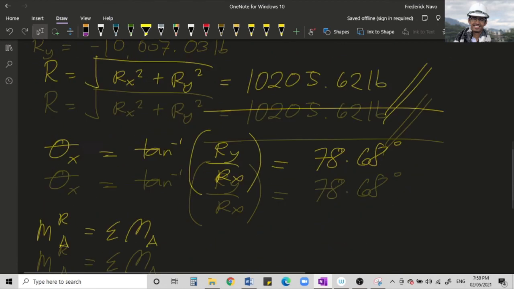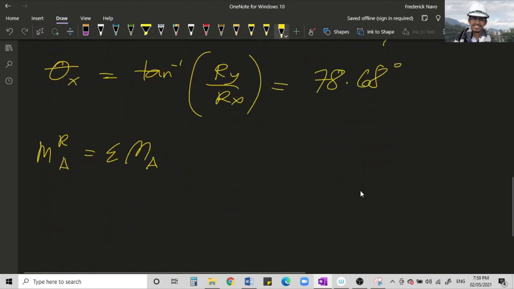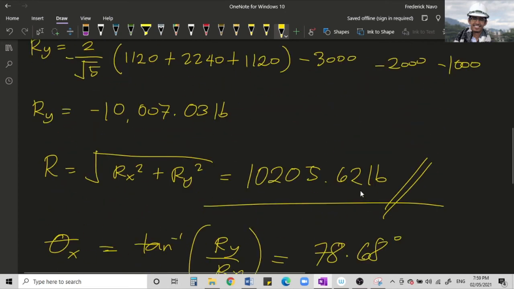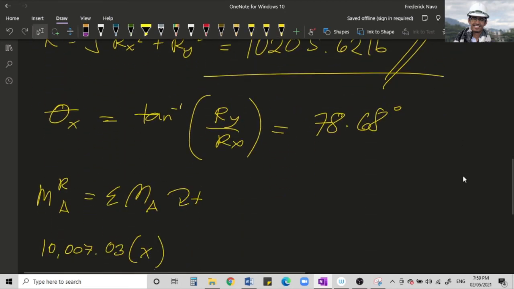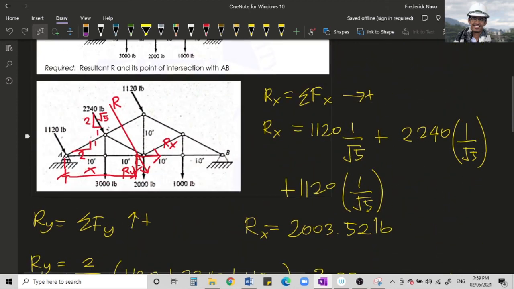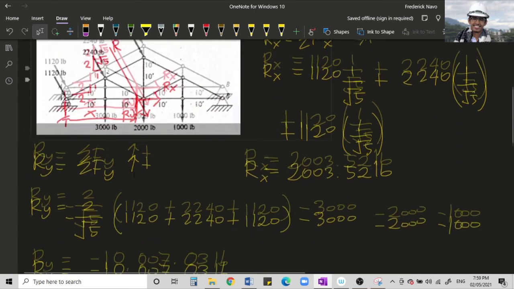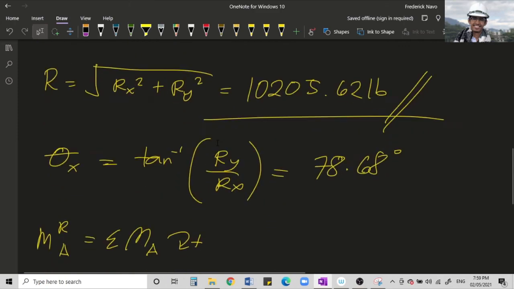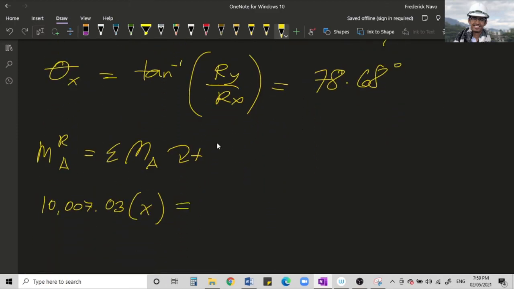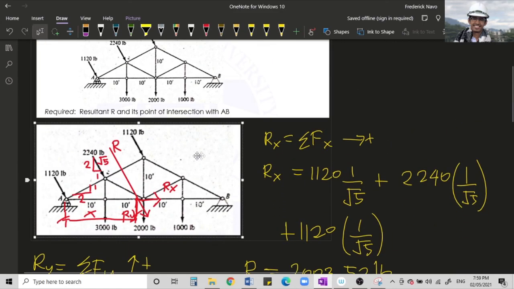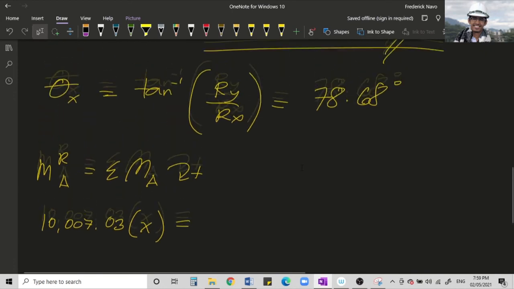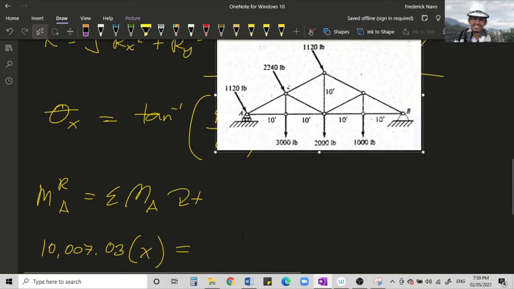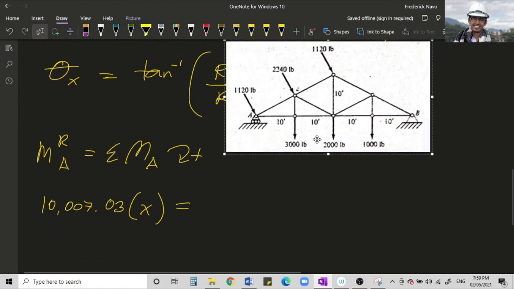Right? So, that will be equal to our Ry. What is our Ry? 10,007.03 times x. Okay? Clockwise positive, class, always. Clockwise positive. Our Ry is going down and rotates about point A, so it is clockwise, therefore positive. Okay? So, that is equal to the summation of moments at A. Let's bring up our figure. Okay, this is our resultant, located about here. So, R.